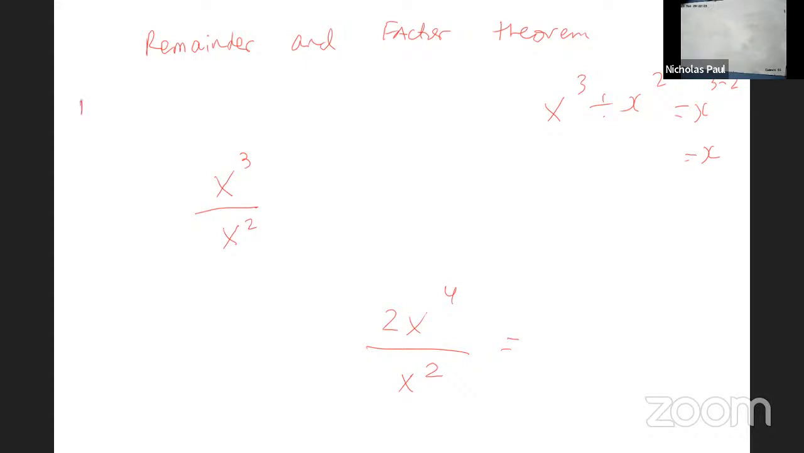Just a quick review, just to give you an idea of what it is. What we'll get here is 2x squared. Very good, Avani. So basically it will be 2 over 1, and you have x to the 4th minus 2. So that's 2x squared. Everybody okay with that? Everybody can handle that?